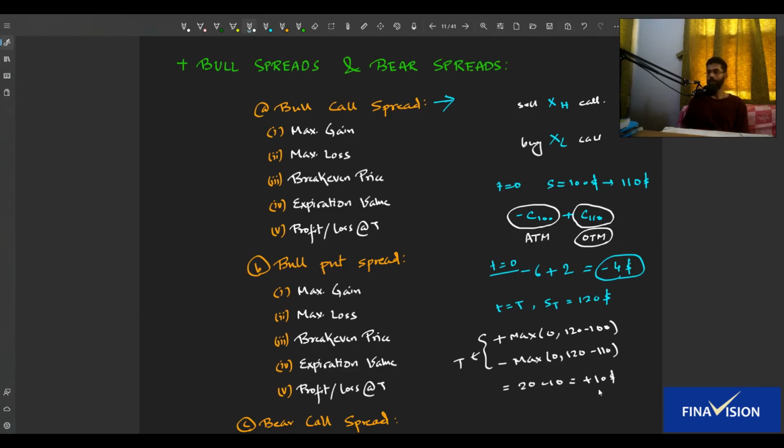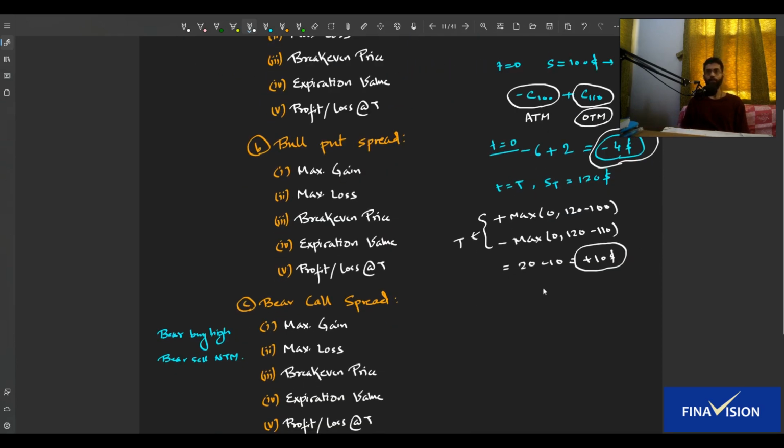So this is equal to, you can easily understand, $20 minus $10, which is equal to plus $10. So at t equal to capital T, there is a cash inflow of $10 and at t equal to 0, there is a cash outflow of $4. So the net cash inflow is equal to 10 minus 4, which is plus $6 in this case.